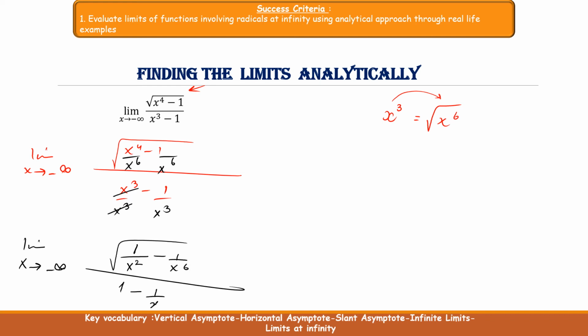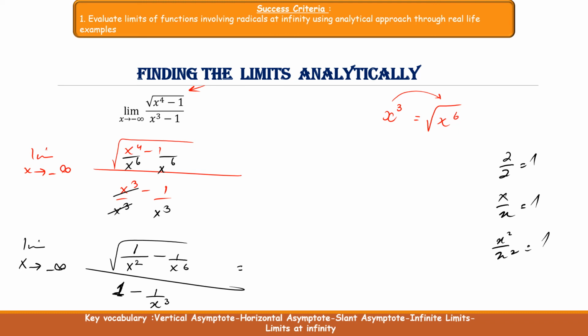Some of the students make a mistake and do not write this one. That makes your answer wrong. So remember, 2 divided by 2 gives us 1. Similarly, x divided by x gives us 1. x square divided by x square gives us 1, and so on. Okay, once it is done, apply the limit.